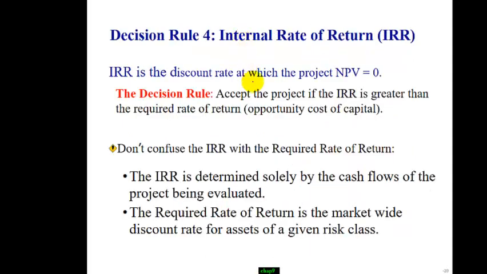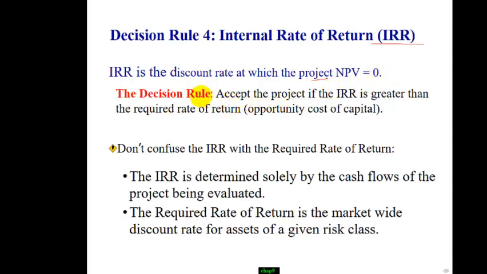The last decision rule I'm going to introduce is the internal rate of return. It's called IRR. This is by far the second most popular decision rule. It's used widely in practice. IRR is a discount rate or interest rate which will make NPV break even.